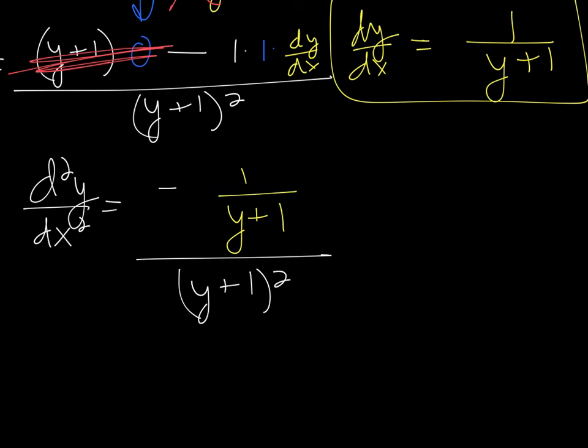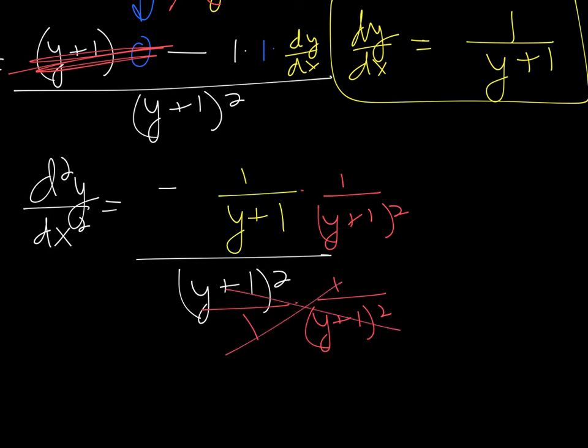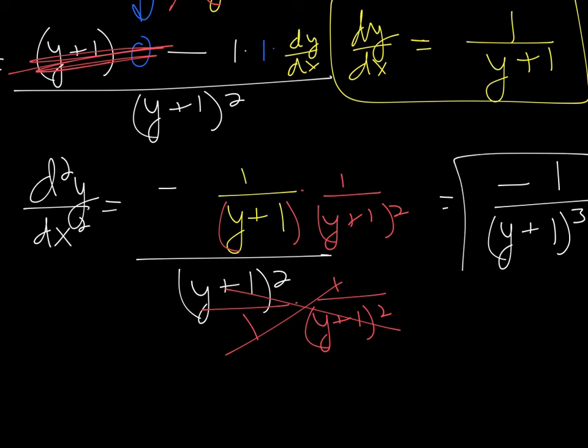And I think at this point I'm ready to simplify my complex fraction because I only have one fraction in the numerator. I don't have to combine. So times 1 over y plus 1 quantity squared times 1 over y plus 1 quantity squared. So denominator is gone. Numerator simplifies to negative 1 over y plus 1 quantity cubed in the denominator. That, of course, is my second derivative.